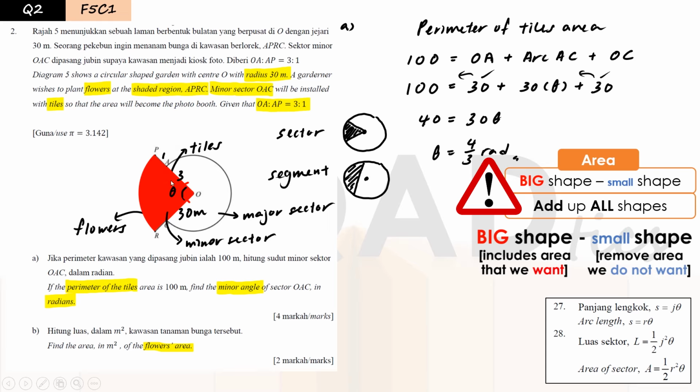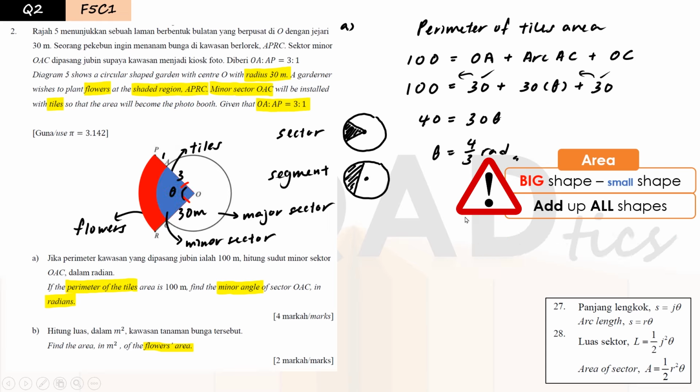The part that I need to remove is here, which is also the minor sector, also a recognizable shape. So if we want to find the area of the shaded region, it will be this big shape minus out this small shape. To find the area of the flowers area, it would be this sector OPR minus the area of the sector OAC.